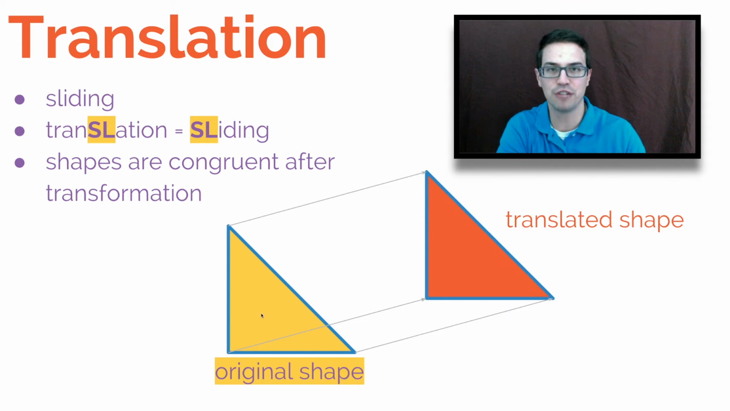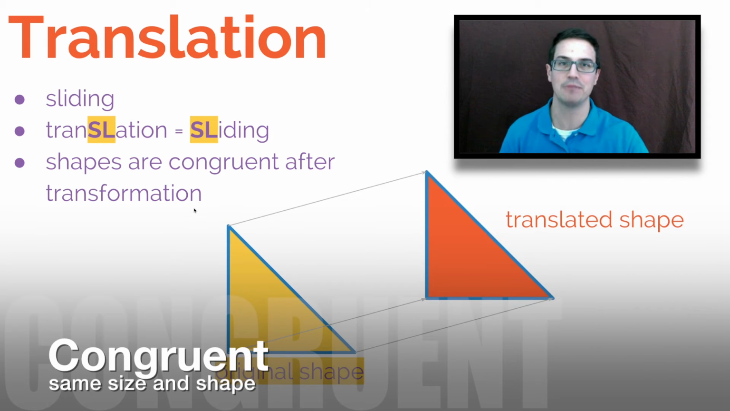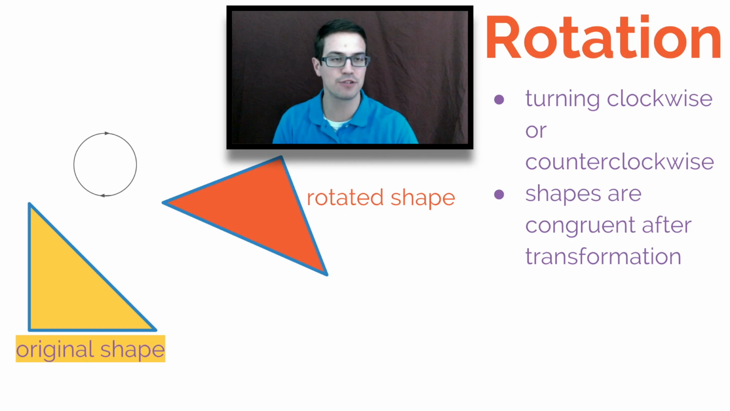Okay, so we have this original shape right here, and we're sliding it over here, and then we're making the translated shape, which is this orange right here. It's important to note that these shapes are congruent after the transformation, so that means they have the same size and the same shape. Next, we're going to be going over rotation.